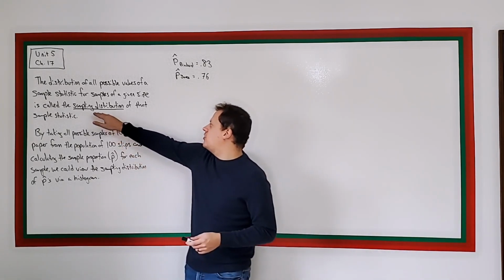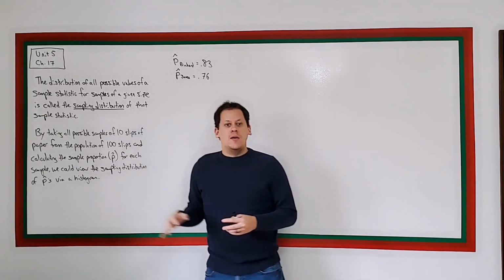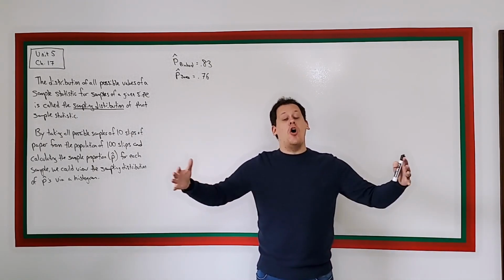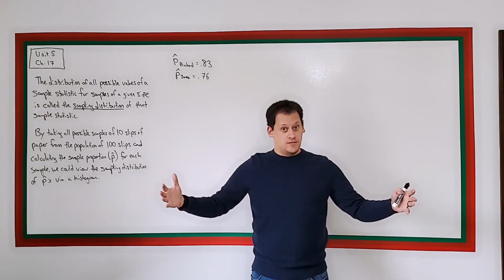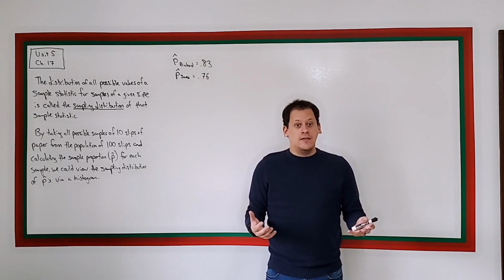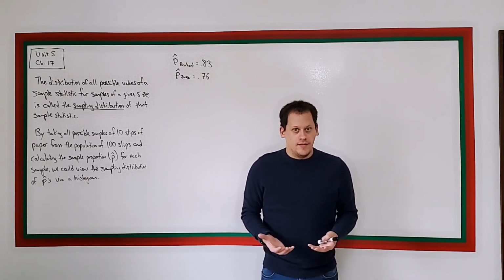Only by looking at the sampling distribution can we put that single sample proportion in the context of all the possible sample proportions we could have seen to say, is that likely? Is it unlikely? If so, how likely or unlikely?